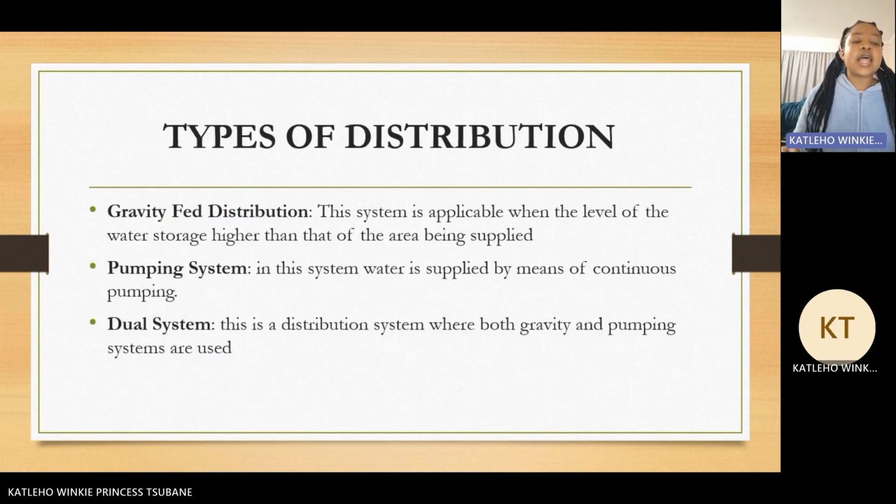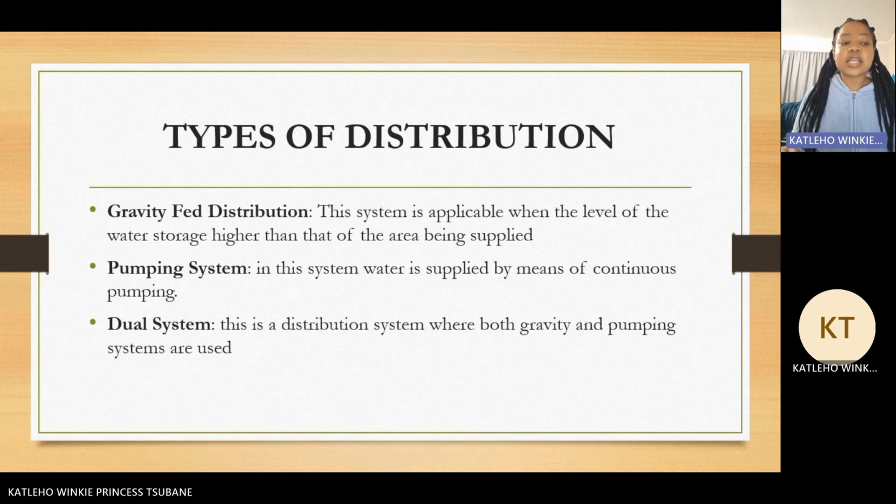Next slide, please. There are 3 types of water distribution systems. We have a gravity-fed distribution. This system is applicable when the level of water storage is higher than that of the area that is being supplied with the water. This means that it is applicable when our storage tank is on a hill or it has been raised, perhaps on steel clamps at a higher elevation. And then we have a pumping system. In this system, water is supplied by means of continuous pumping. We have a dual system. This is a distribution system where both gravity and pumping are used.